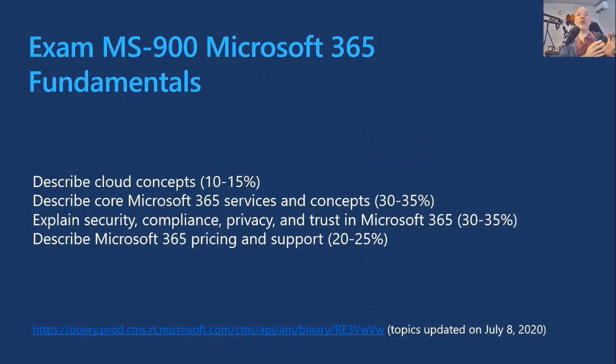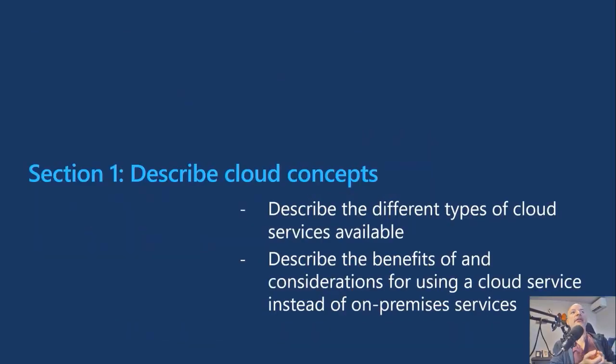So now we've gone through what the exam is like, and now we'll start breaking down each of those sections. So Section 1, describe cloud concepts. This describes the different types of clouds available, and we talked about that in the intro a little bit, so public, private, hybrid clouds, but also the benefits of moving to the cloud.